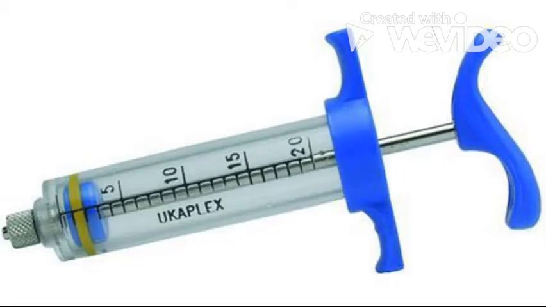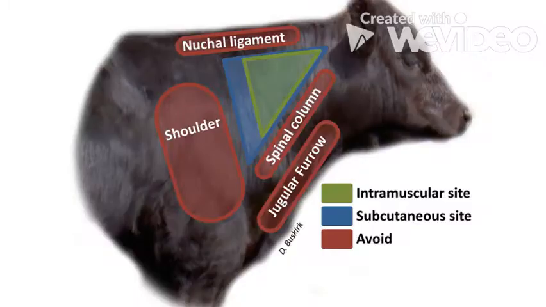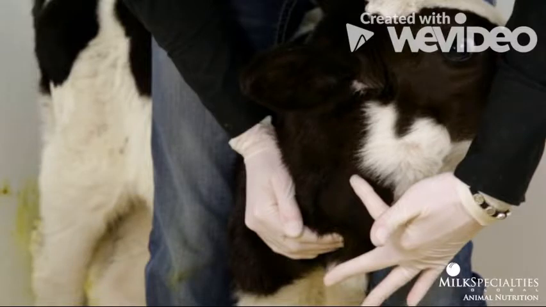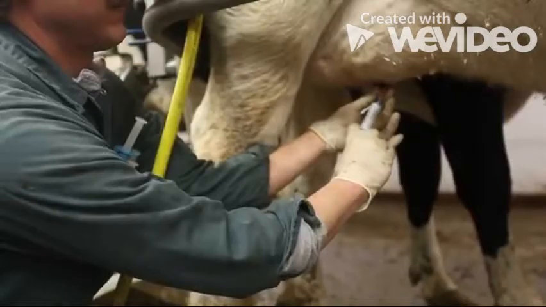There are multiple ways you can administer a product into an animal. If you're going to inject the product, you will administer either a subcutaneous injection under the skin, an intramuscular injection into the muscle, or an intravenous injection into the vein. You can also administer products intranasally into the nose or using an intramammary infusion into the mammary gland.